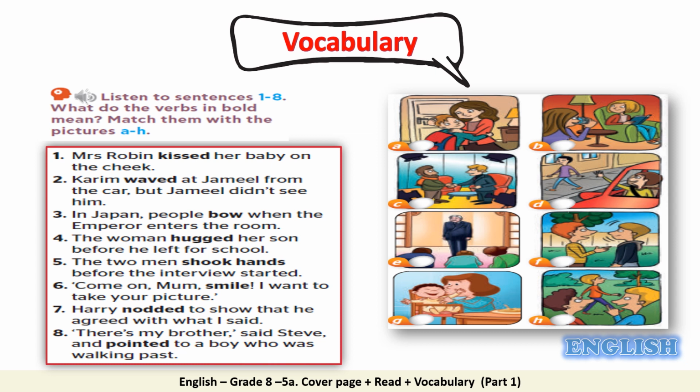1. Mrs. Robin kissed her baby on the cheek. 2. Karim waved at Jamil from the car, but Jamil didn't see him. 3. In Japan, people bow when the emperor enters the room. 4. The woman hugged her son before he left for school. 5. The two men shook hands before the interview started.